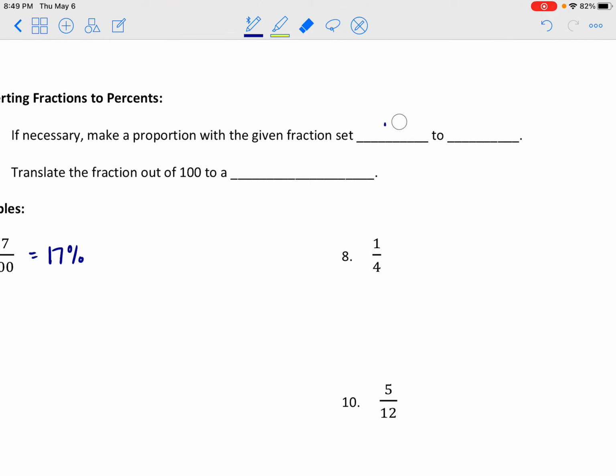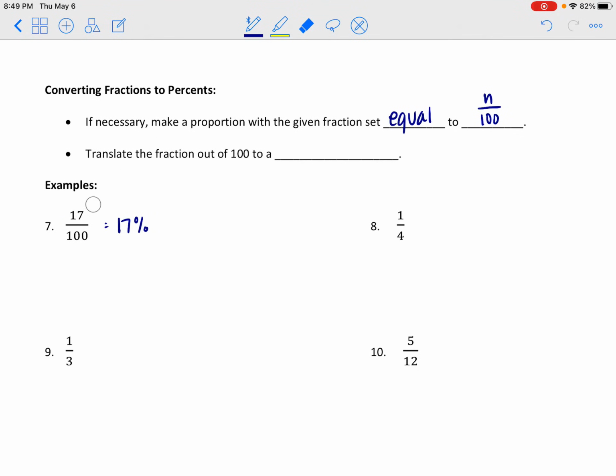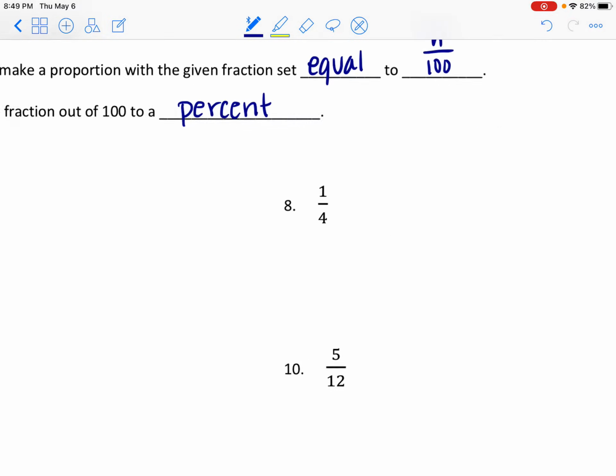Set equal to n out of 100. We're looking for some percent out of 100. And so n is going to represent the percent that we're looking for. Okay, the goal is to make it look like a fraction like this first one, where we can just translate. Once we have it out of 100, then we can translate to our percent. Okay, so let's try that here.